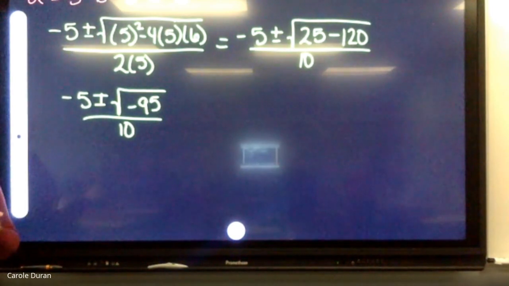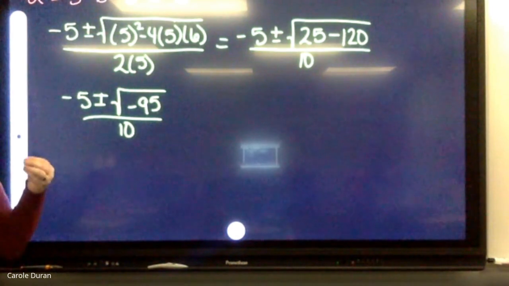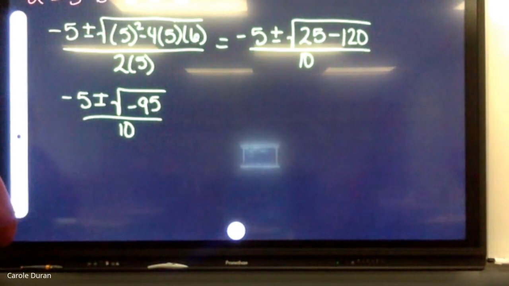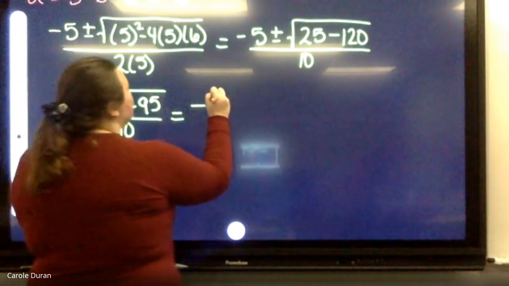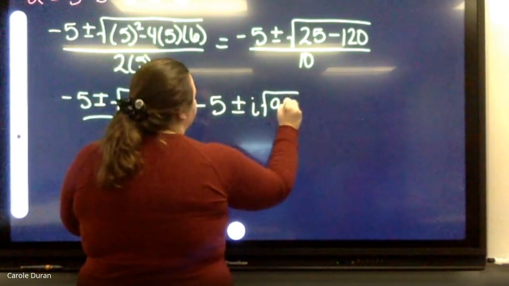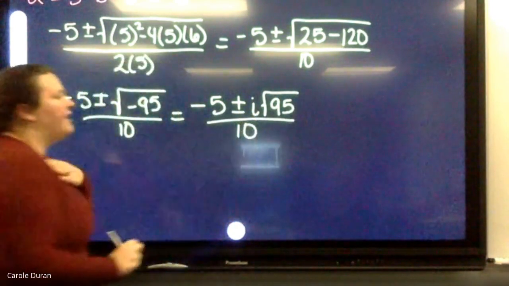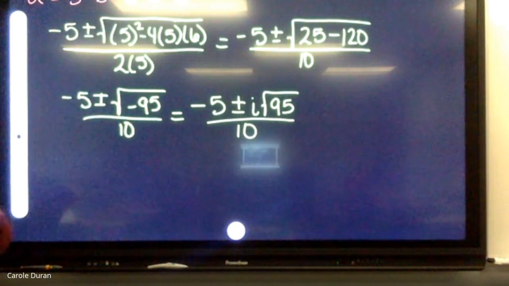We can't take the square root of a negative number because no number times itself is going to equal a negative. So I can't do this until that 95 is positive. What's the only way to make that 95 positive? Make an i. Put an i out front. The i out front will cancel out the negative under the square root. So this becomes -5 plus or minus i times the square root of positive 95, over 10.